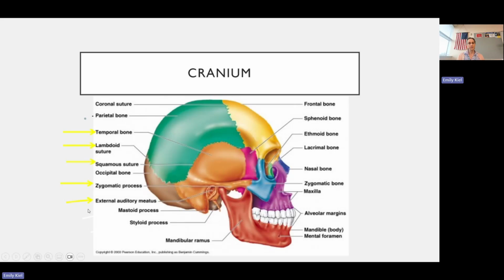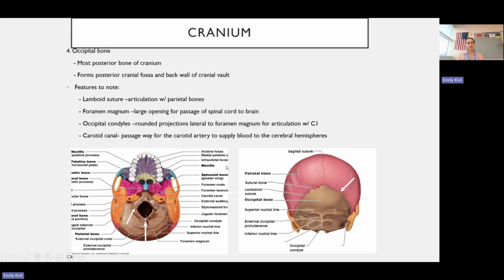These are some of the things we've talked about: the squamous suture, the lambdoid suture, there's that zygomatic process, the auditory meatus, and the temporal bone. We've got the occipital bone. We've talked about that. It is the posterior cranial fossa and the back wall of the cranial vault. We talked about the lambdoid suture, the foramen magnum, foramen meaning hole, magnum meaning big. It's the big hole, and it's where the spinal cord goes to the brain.